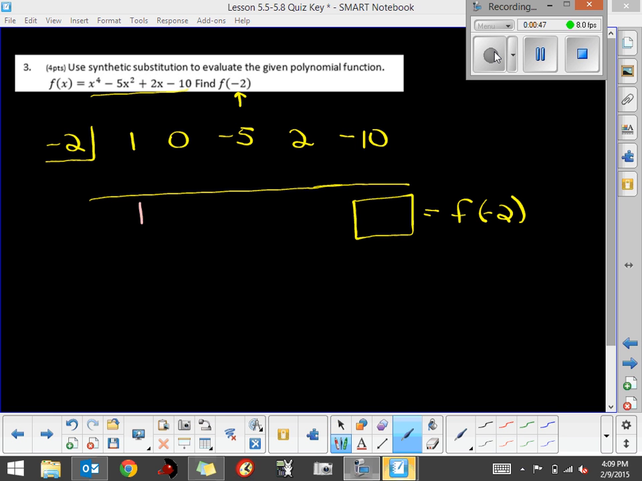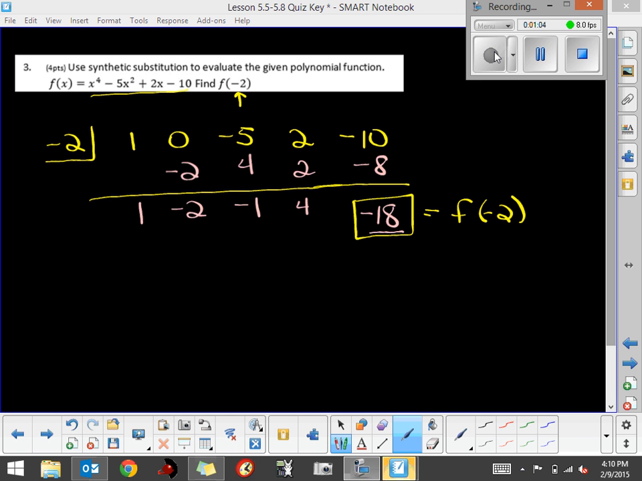So I bring down the 1. -2 times 1 is a -2. Add them together, it's a -2. -2 times -2 is a +4. Add them together, it's a -1. -2 times -1 is a +2. Add them together, it's a 4. -2 times 4 is a -8. Add them together, it's a -18.